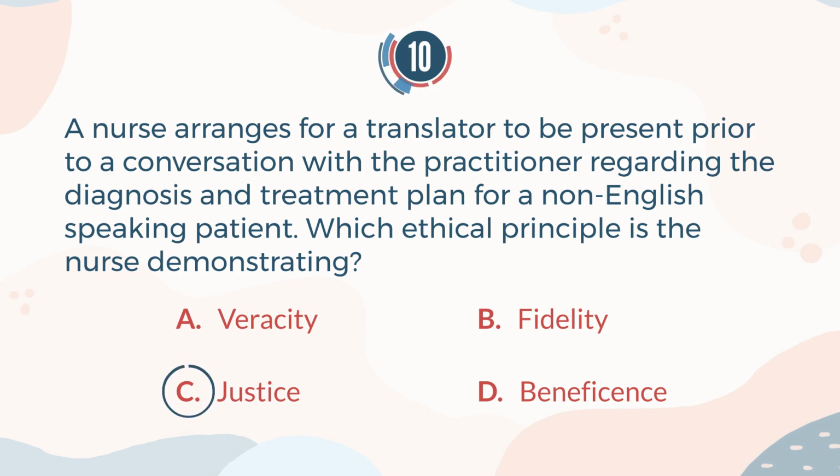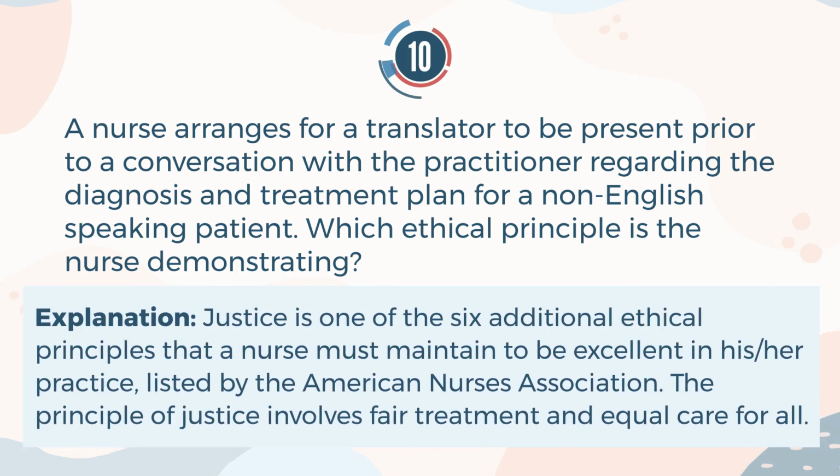The correct answer is C. Justice. Explanation. Justice is one of the 6 additional ethical principles that a nurse must maintain to be excellent in his or her practice, listed by the American Nurses Association. The principle of justice involves fair treatment and equal care for all.